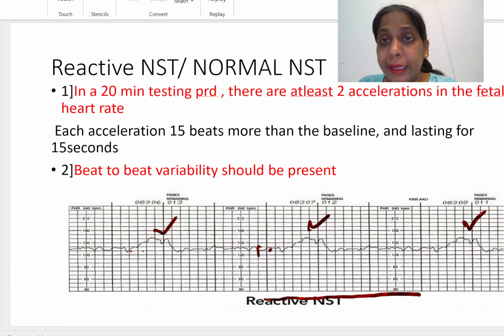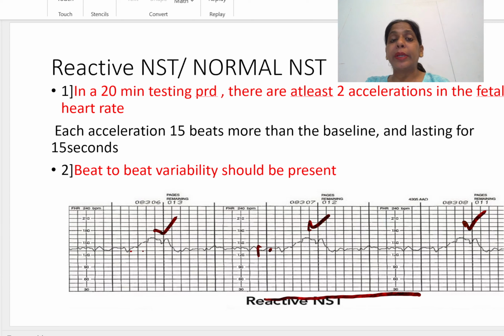While describing the NST, I told you that with fetus movement there is a rise in the fetal heart rate if the autonomic nervous system is functioning. Now that rise in the fetal heart rate we have to see. So in 20 minutes there should be 2 rises in the fetal heart rate, and for that there should be at least 2 fetal movements.